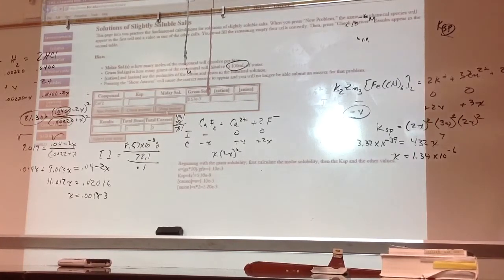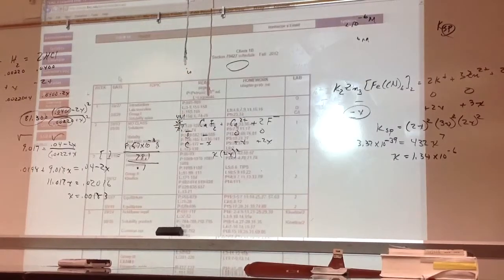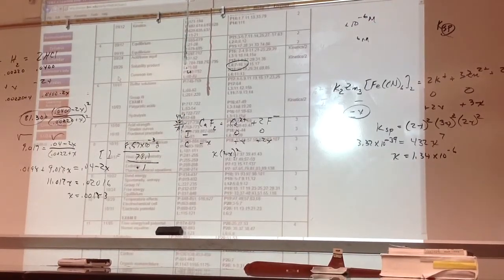Okay, what's next, you say? Common ions and buffer solutions.